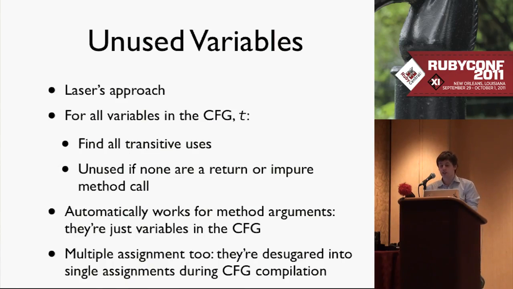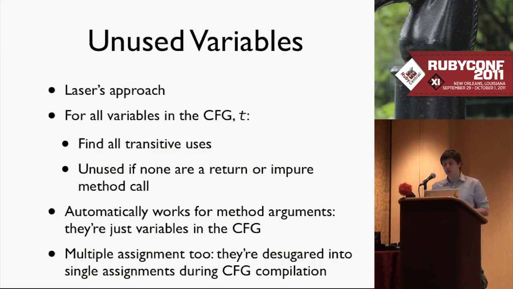So for Laser's approach, we just go through every variable in the control flow graph and find all the transitive uses. Something's considered unused if none of its transitive uses are returned or used in an impure method call. So if you add a bunch of numbers together, and I can prove that they're numbers, but you never return any of those numbers, then all of them are considered unused. This also transparently works for method arguments because those are just local variables as far as the control flow graph is concerned. By lowering the representation so far, a lot of things just fall into place.